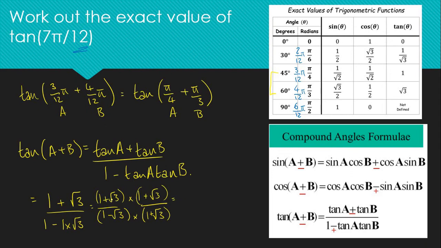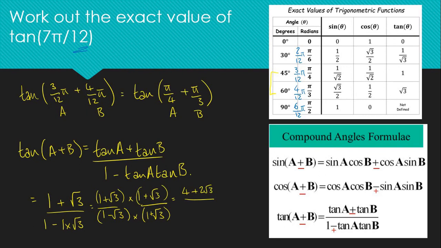1 times 1 is 1, root 3 times root 3 is 3, pardon me, and 1 plus 3 is 4. And then we've got root 3 plus root 3 would be 2 root 3. Over 1 times 1 is 1, root 3 times root 3 is 3, but we've got obviously the negative version there because we've got a positive one and we've got a negative one.